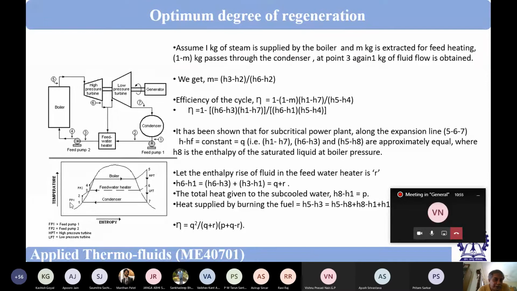So in the feed water heater, assume 1 kg of steam is supplied to the boiler and m kg is extracted for feed heating. 1 minus m kg passes through the condenser. At point 3, again 1 kg of fluid flow is obtained. So here it is m kg, here it is 1 minus m kg, this is 1 minus m kg, and this is m. So both are getting mixed together. So here we get 1 kg, and this 1 kg passes through the boiler.